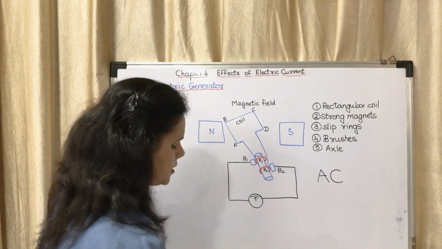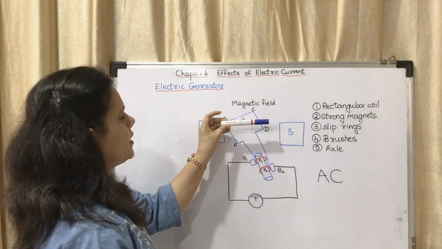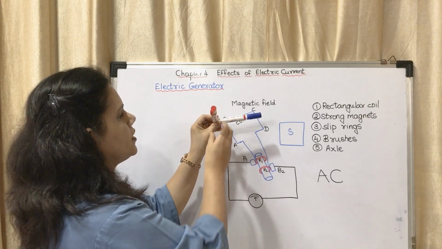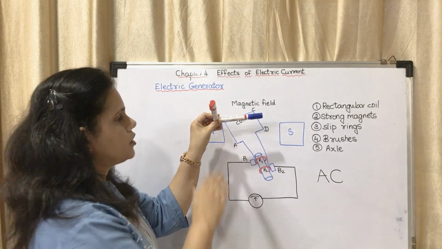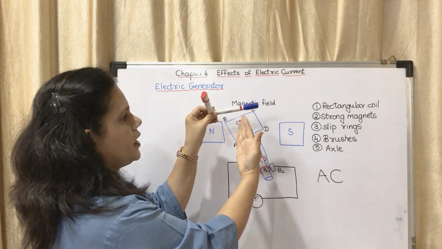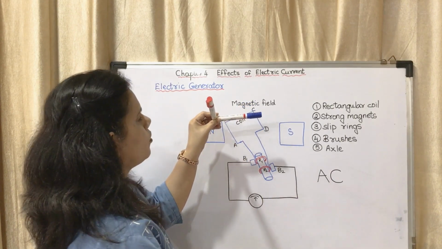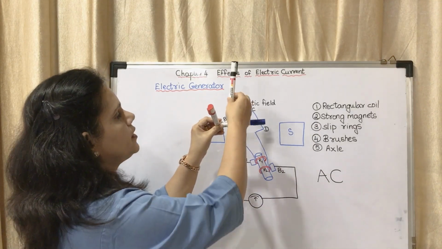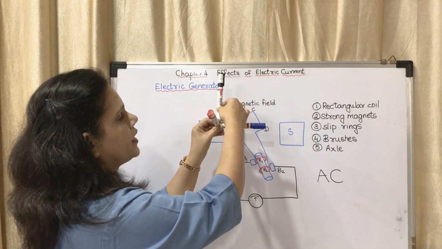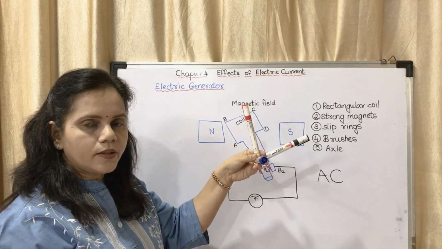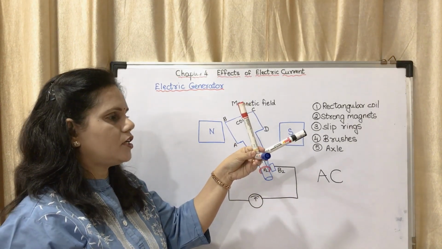So here you may see this is the magnetic field and this is the motion of conductor. I will show you like this. This is the magnetic field, and this is the motion of conductor. It is coming up and this is going down. As this is coming up, what will be the direction of current? This will be the direction of current. They are mutually perpendicular to each other.